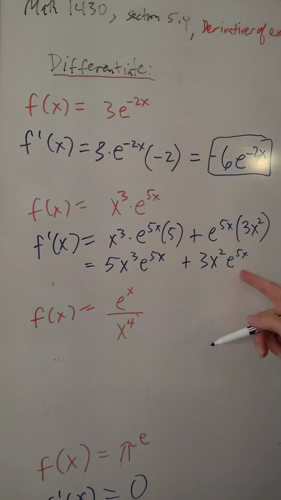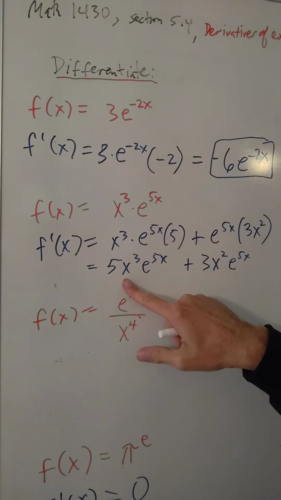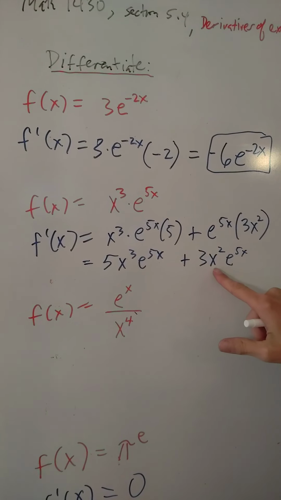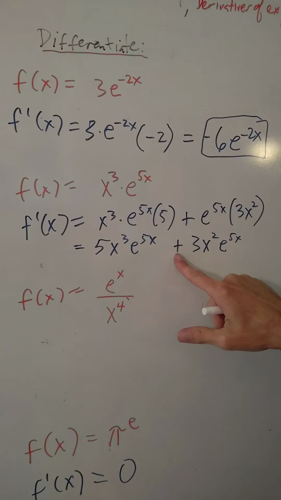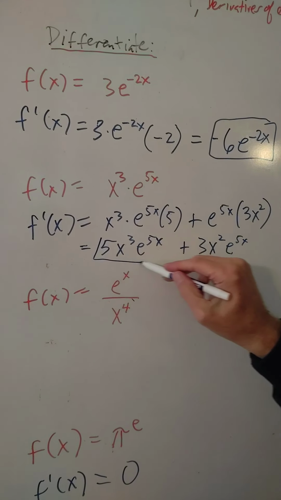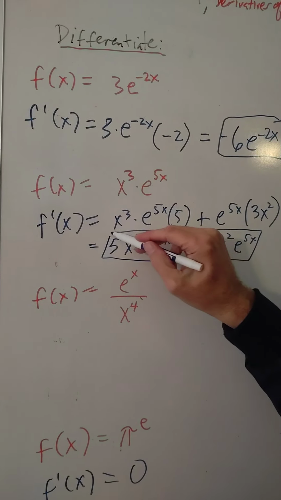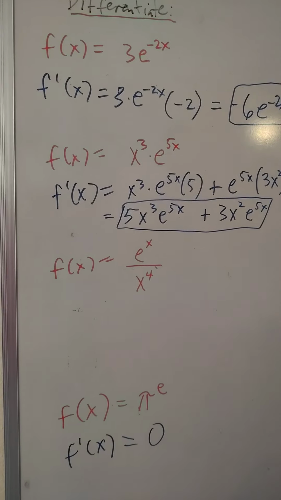And these are not like terms. This is called an x cubed e to the 5x term, which is different from an x squared e to the 5x term. So you cannot add these as they are. So let's just box that as our final answer. So to find the derivative, we use the product rule.